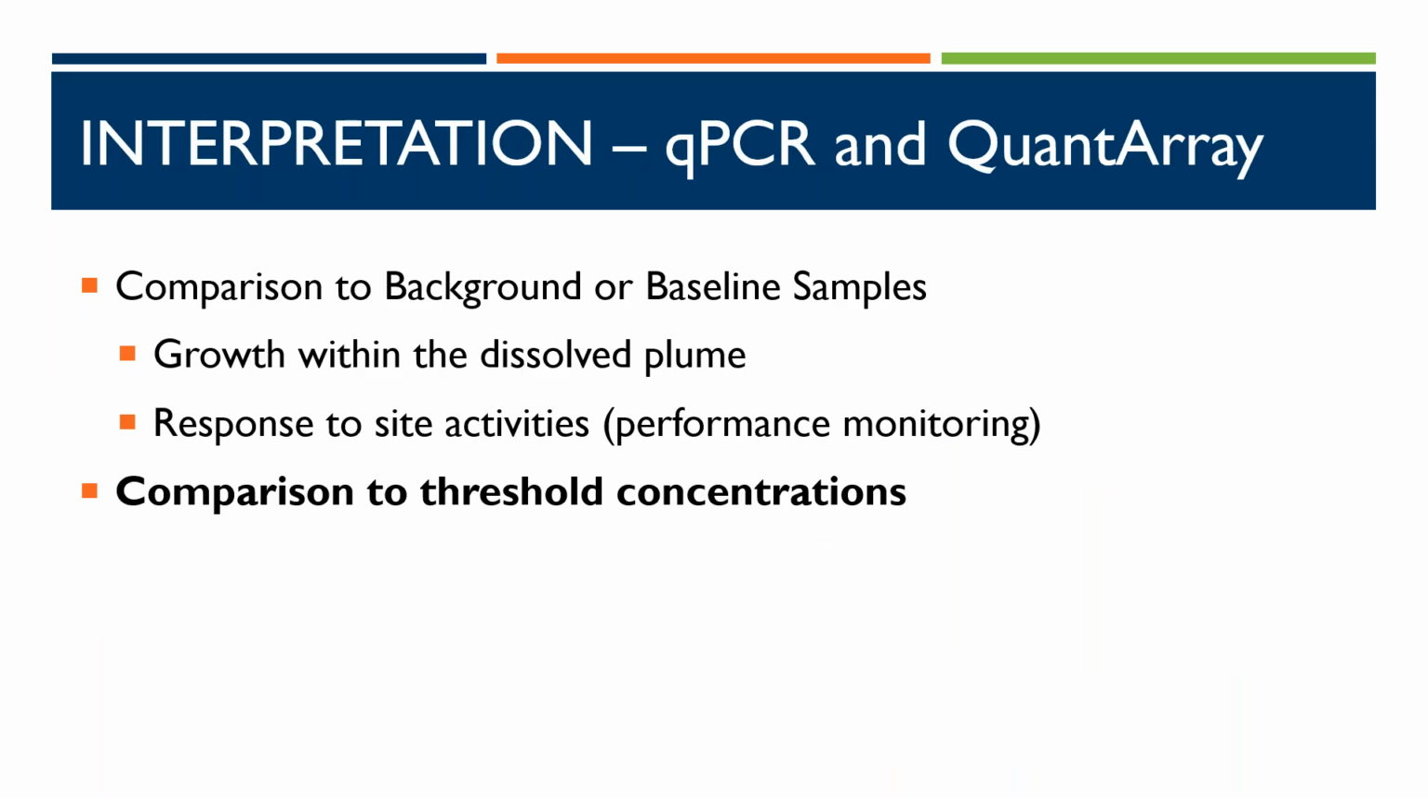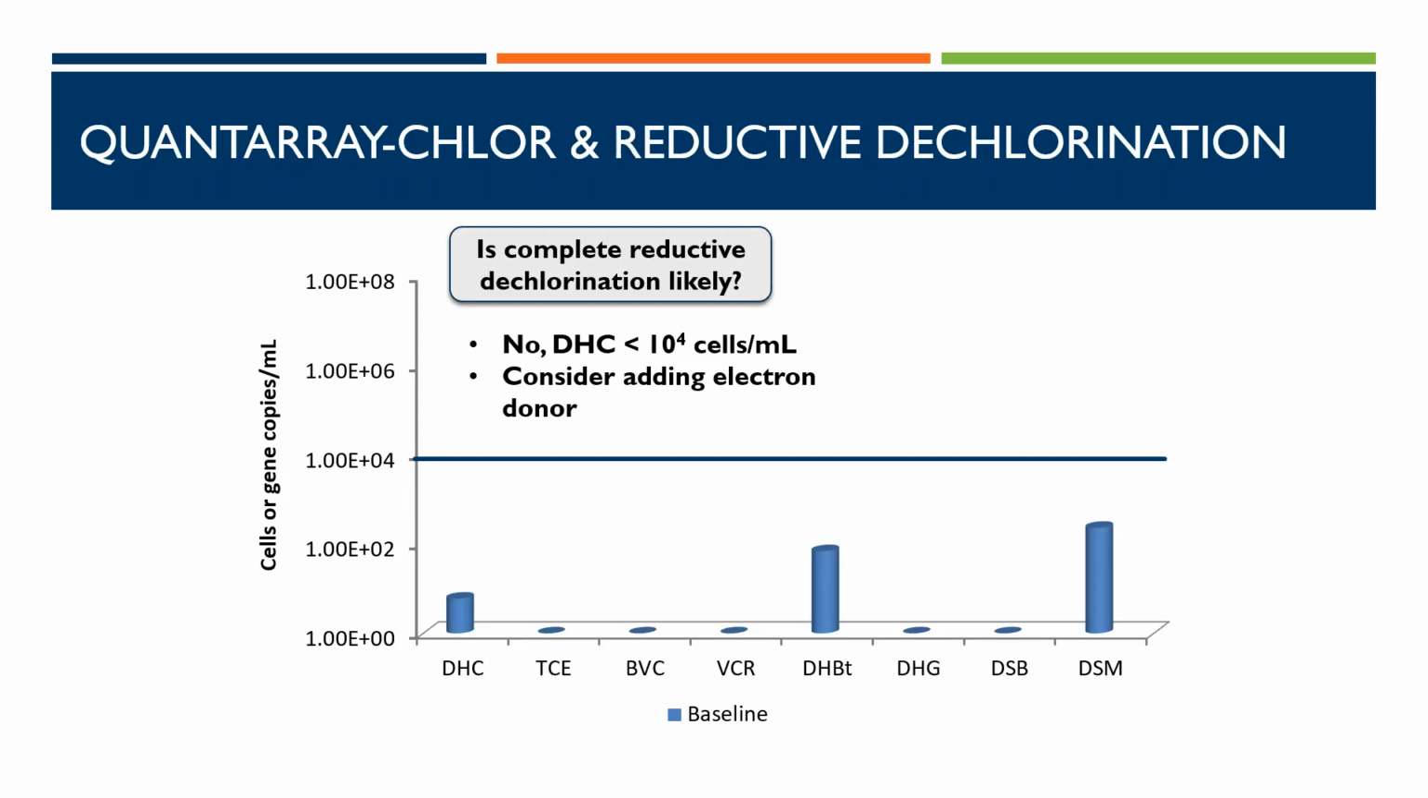Another interpretation strategy is to compare our qPCR results to threshold concentrations, which have been determined for a particular organism or gene. And this is particularly important with Dehalococcoides. Dehalococcoides is known to completely degrade chlorinated solvents. However, low concentrations of the organism will likely not yield the degradation effects that we hope to see. And this is an example of a portion of the QuantArray-Chlor data related to reductive dechlorination.